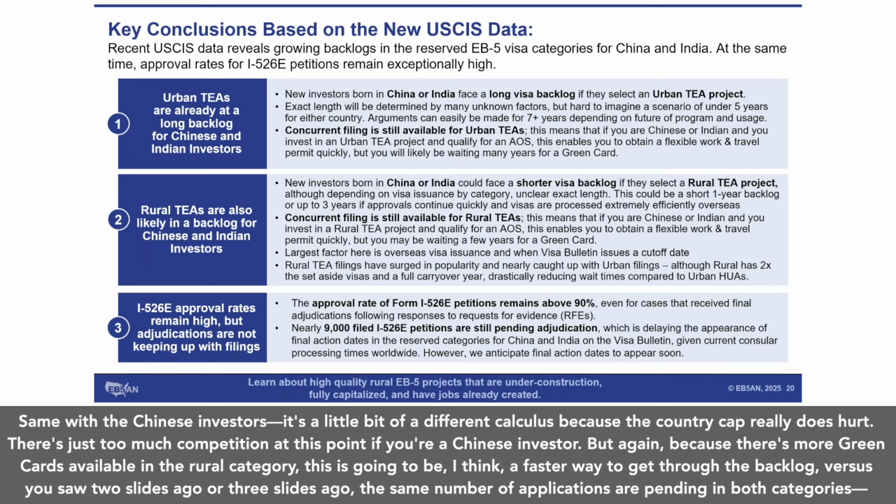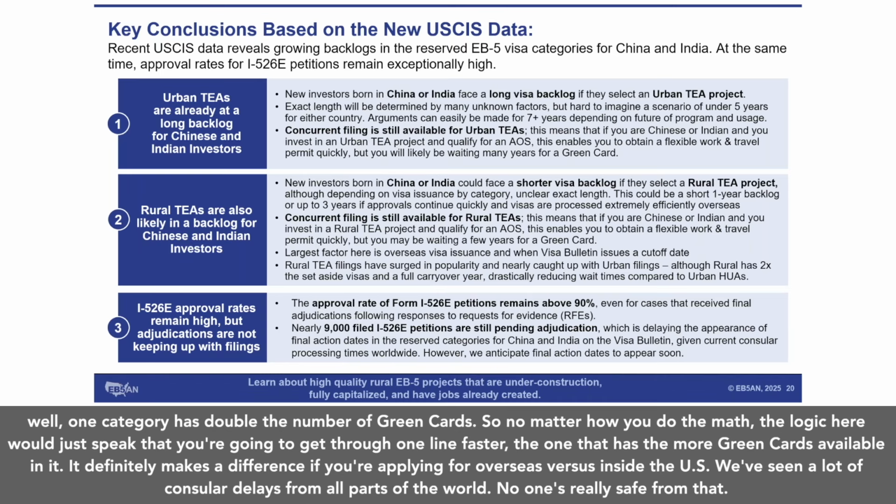But again, because there are more green cards available in the rural category, I think this is going to be a faster way to get through the backlog. You saw 2 or 3 slides ago that the same number of applications are pending in both categories. Well, one category has double the number of green cards. So no matter how you do the math, the logic says you're going to get through one line faster, the one that has more green cards available in it.